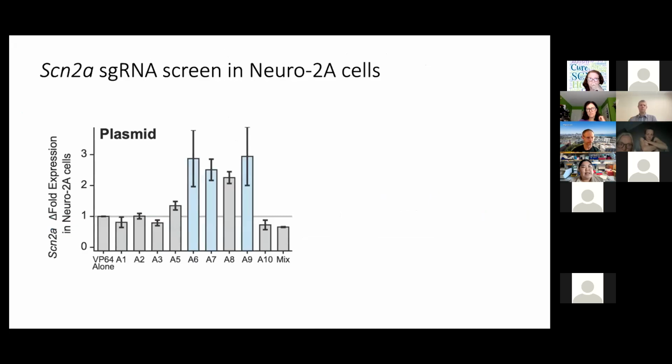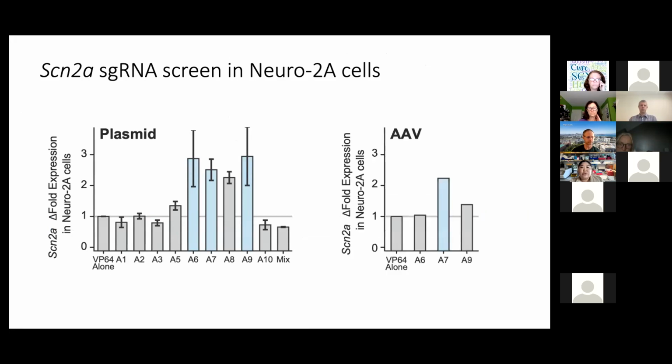I started by designing 9 guide RNAs that target the promoter of SCN2A, and then I screened them in a mouse neuroblastoma Neuro2A cell line, which is a common mouse cell line. I found that 3 guides upregulated mRNA expression by around 3-fold, so I produced those into AAV particles. I rescreened those 3 AAVs again in those Neuro2A cells, and I found 1 guide upregulated expression by around 2-fold. So I selected that guide for the duration of my mouse study.